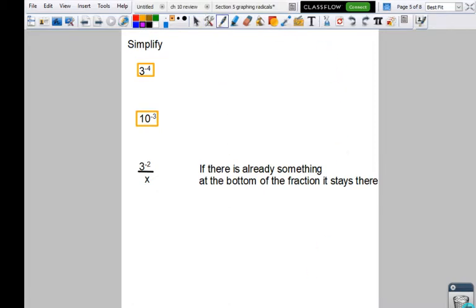All right, your guys' turn. I want you to do this first one in the box right there. I want you to simplify 3 to the negative 4. On your own, as your first day in class problem. Then we'll go over it.